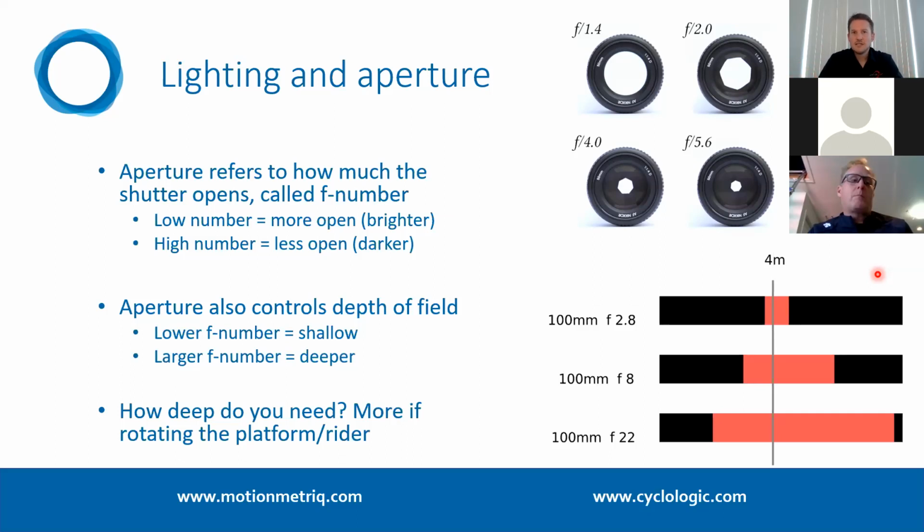For cycling, we probably need neither extreme, so somewhere in the middle will probably do, but just be aware that obviously if you're closing down that aperture to a smaller opening, that's restricting the light, and you need to compensate by having a really well lit space for your Fit Studio.